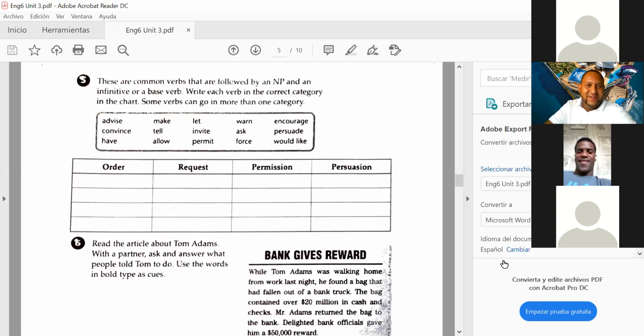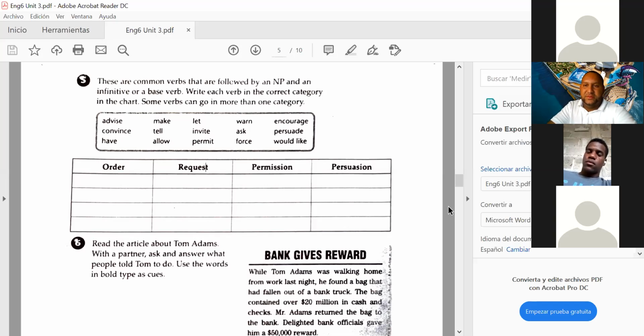She might have problems with the audio. All right. Oh my God. Allow. Allow, yes, that's true. So we have permit, would like, allow, even invite to.